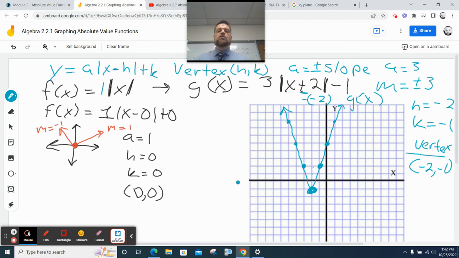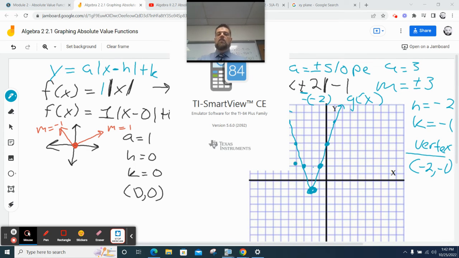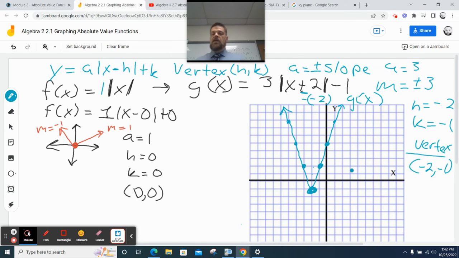Now watch what happens when I plug this in the calculator. By the way, while I'm waiting for my calculator to load, everybody should get their calculator. Tell me a couple of things. What is this point right here? This point right here is the vertex, and that is -2, -1. What is this point right here? It is -1, 2.